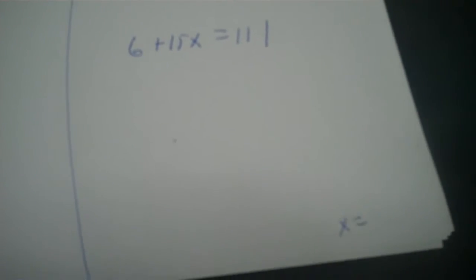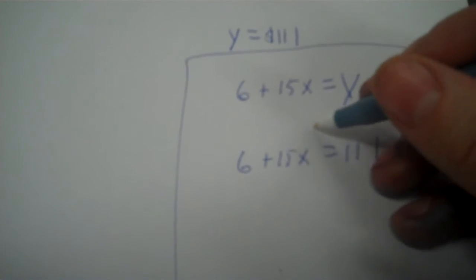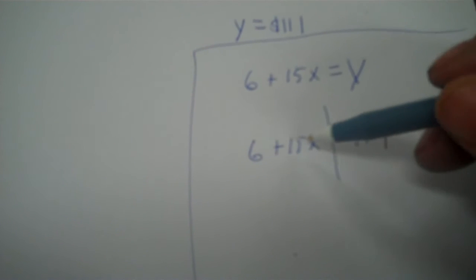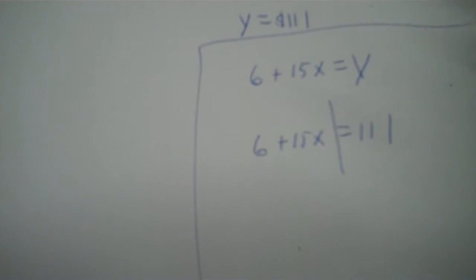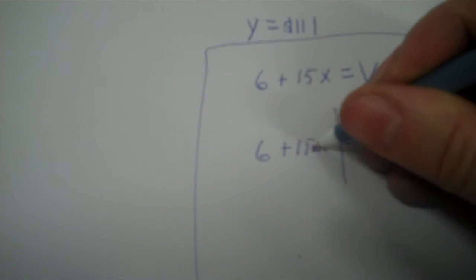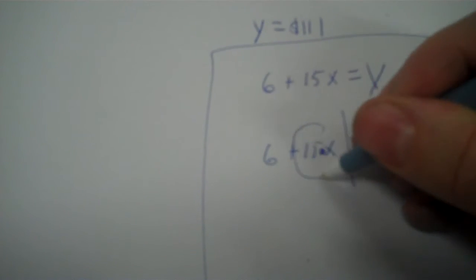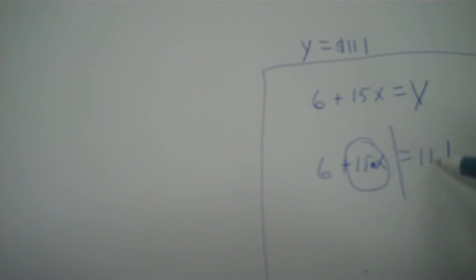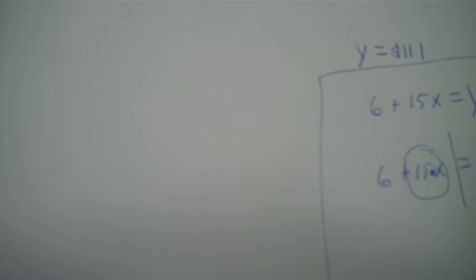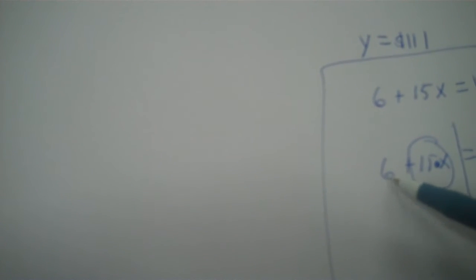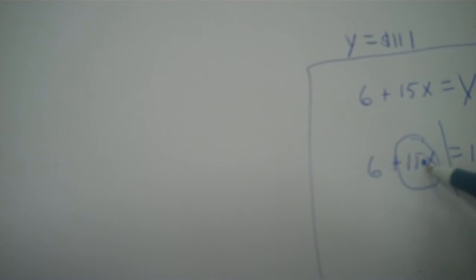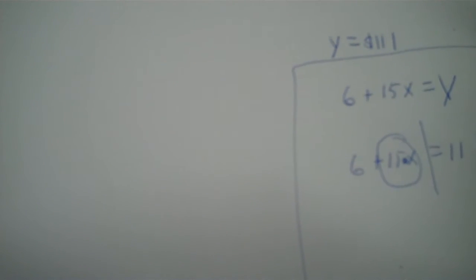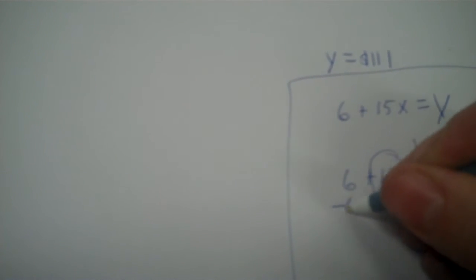So I make my wall, and over here you got 6 and you got 15. Now 15 is multiplied by x, okay? So I know I don't plus or minus the 15, but between the 6, remember, we don't go with the 111, okay? We don't care about that. The 6 is what's being added to your 15 times x. So you do the opposite of add 6, which is minus 6.